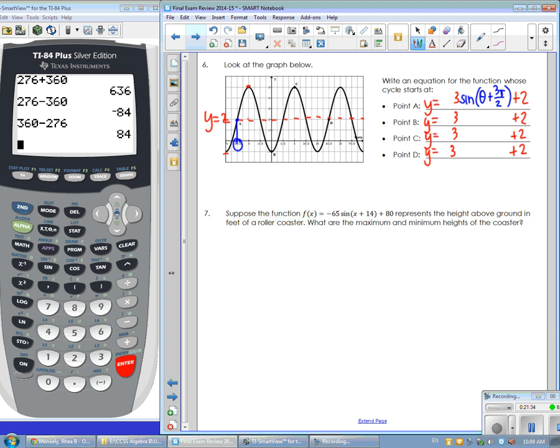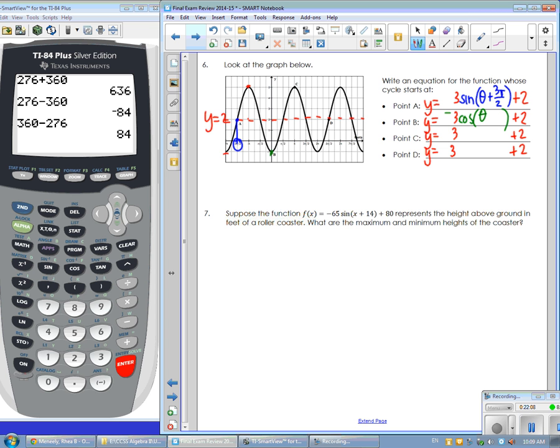Okay, so let's take a look at the next one. Point B occurs way down here. So the fact that it starts at the bottom of my function tells me that this is a cosine, because cosine starts at the top and ends at the top. So the fact that this starts at the bottom tells me it's a cosine function, but it's been reflected. So this is a negative cosine function. And I want to think about where the cycle starts. Notice that it starts at 0. So that's the same thing as saying theta minus 0, or simply theta. Letter C.